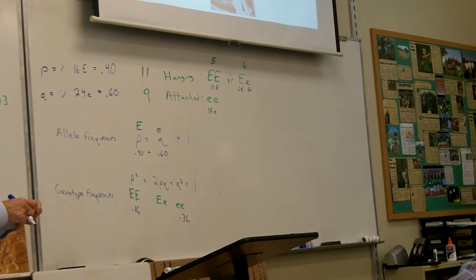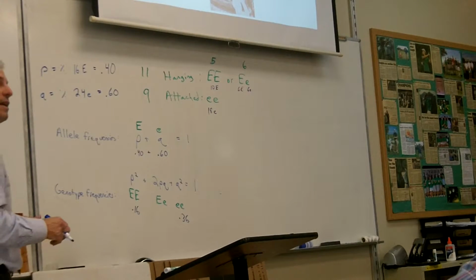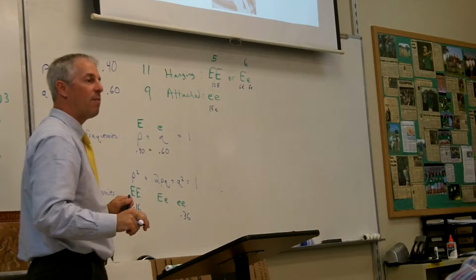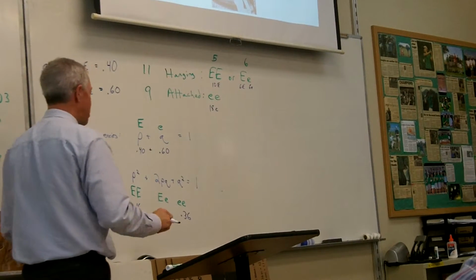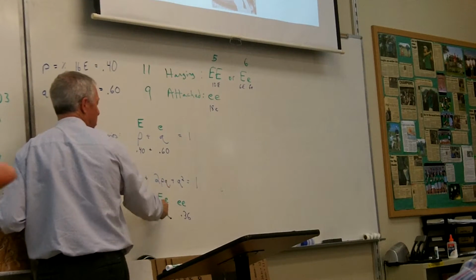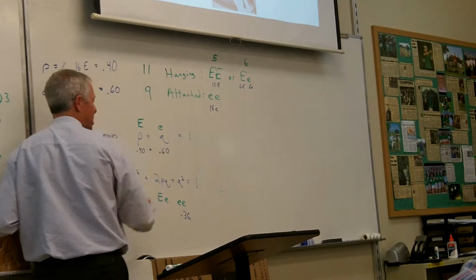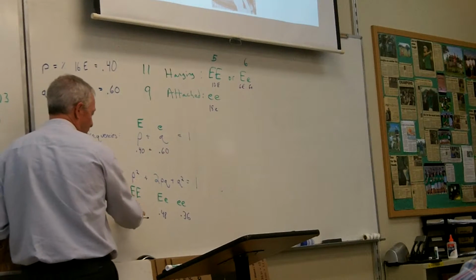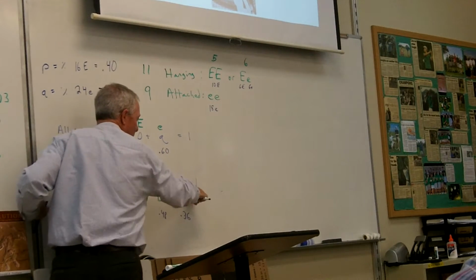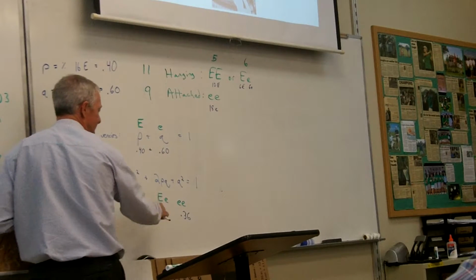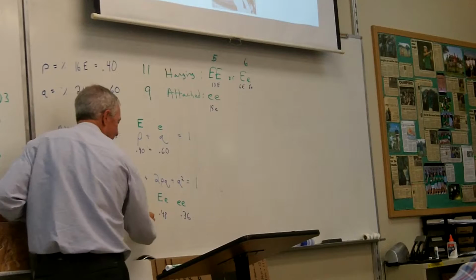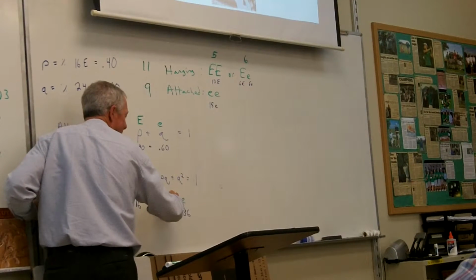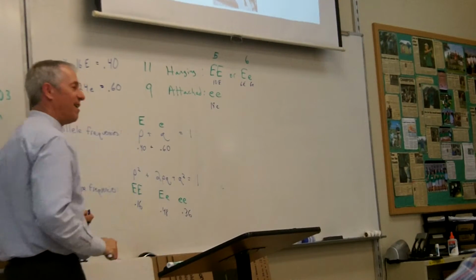Okay, here's how you do it. Listen. There's two ways to get this. You can do 2 times P times Q: 2 times 0.4 times 0.6, which is 0.48. Or you can do all of these three have to add together to equal 1. So if this is 0.16 and that's 0.36, you add those two together, that's 0.52. So 0.52 plus what equals 1? 0.48.